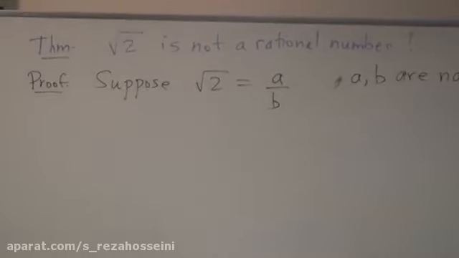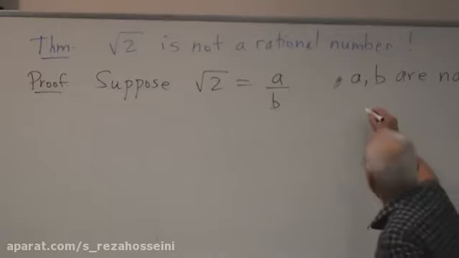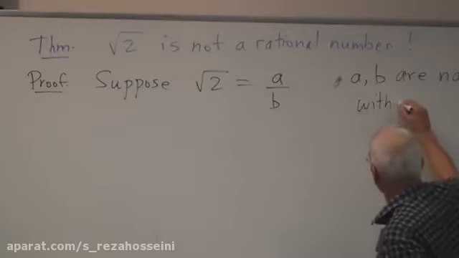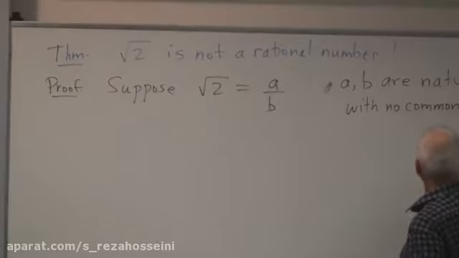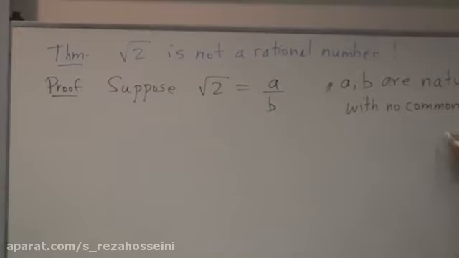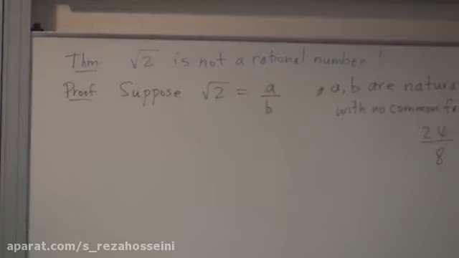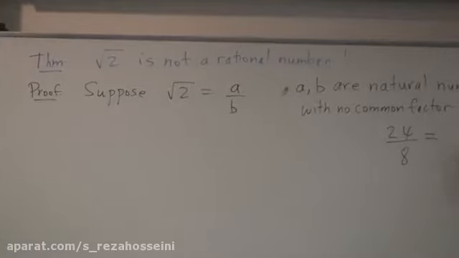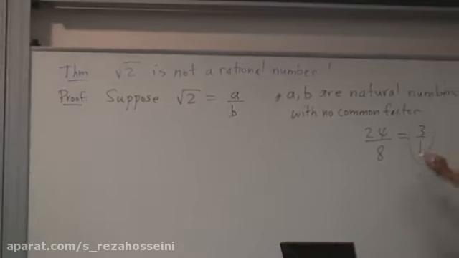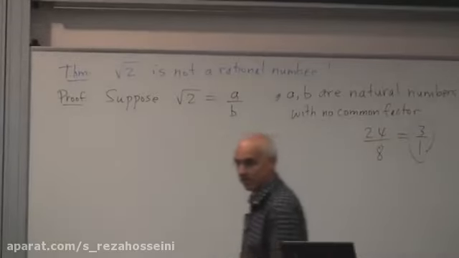And we can assume that they have no common factor. So for example, if it was 24 over 8, that's a fraction, but we can simplify because it has a factor of 8 in both top and bottom, so we can write that as 3 over 1. So that's what we're going to assume. We're going to assume that a and b have no common factor.